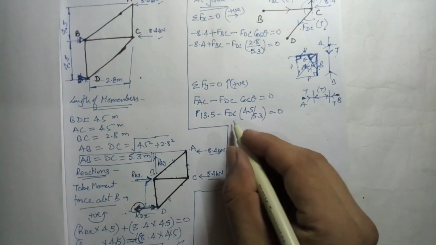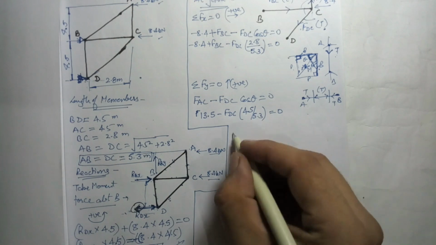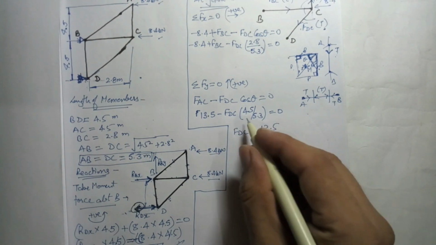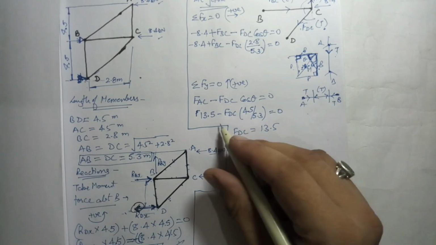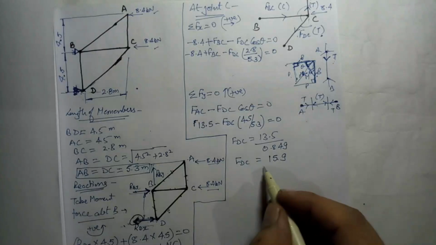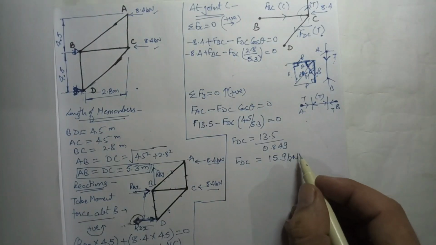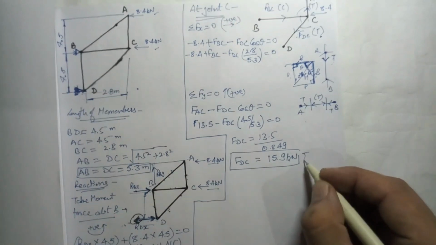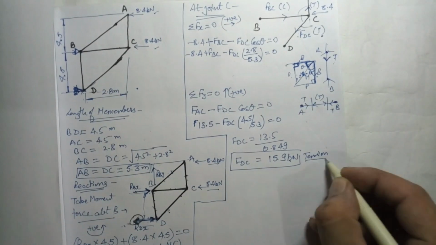Now we can find out FDC very easily. It will go on that side. So FDC is equal to 13.5 divided by that value, and we will get the value, that is 9. It is coming 9 kilonewton and positive. So our assumed direction is good. So we have this value as tension.